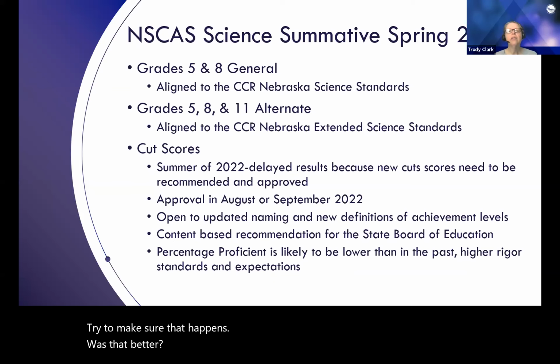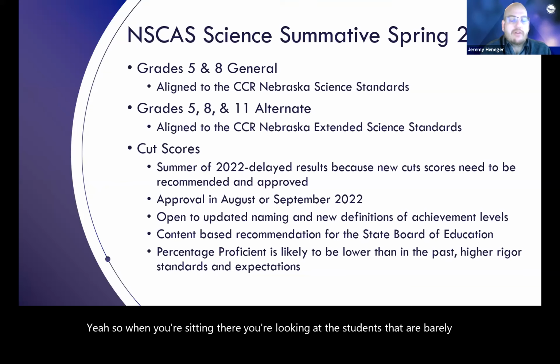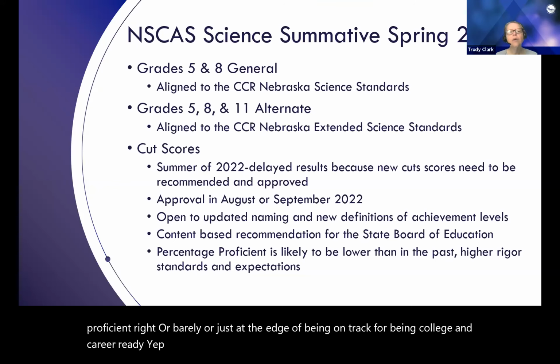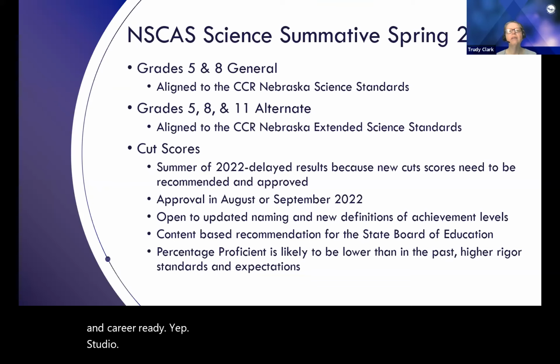When you're setting cut scores, you do look at the bottom of the group, right? So you're looking at barely proficient for the on-track group, right? You're looking at the students that are barely proficient, or just at the edge of being on track for being college and career ready. Right. Yep.